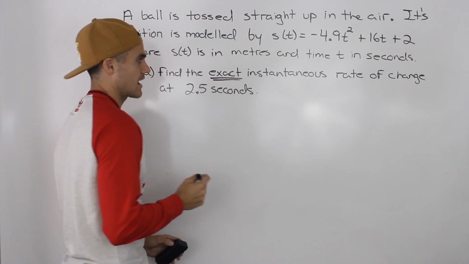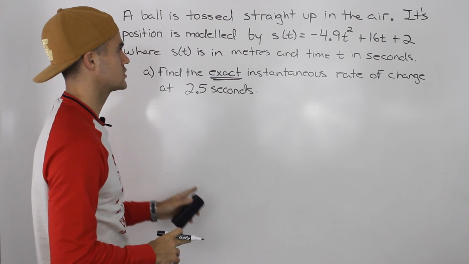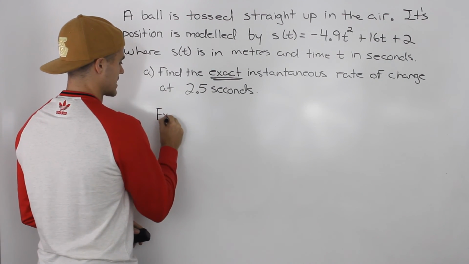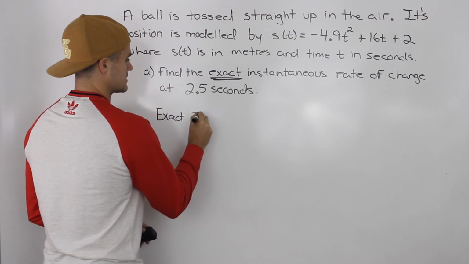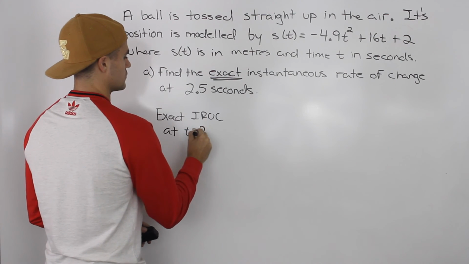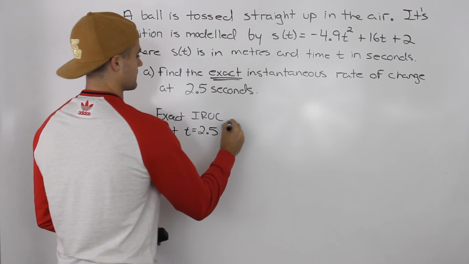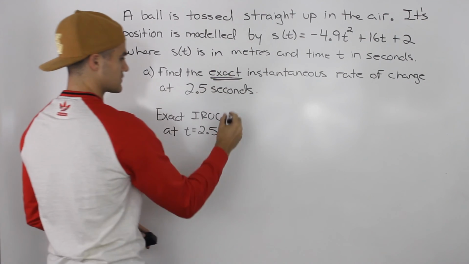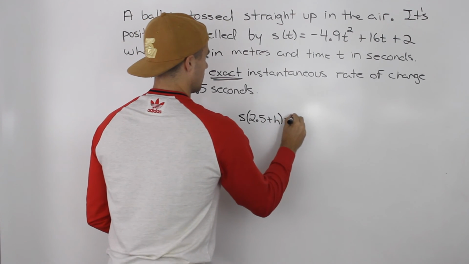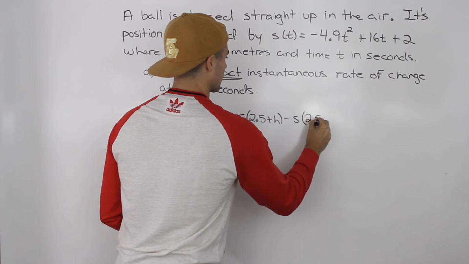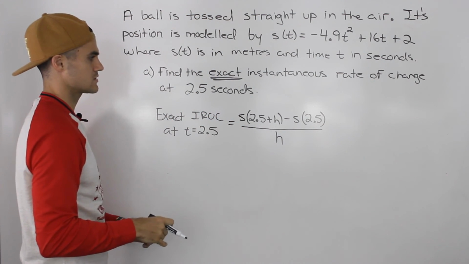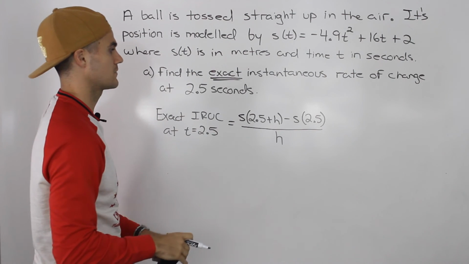Keyword here is exact. The only way to find the exact instantaneous rate of change is using the difference quotient. So we have to find the exact instantaneous rate of change at a t-value of 2.5 seconds. So that would be what? We would have to use this function, so it would be s of 2.5 plus h minus s of 2.5 all over h, right? So this is the difference quotient right here.